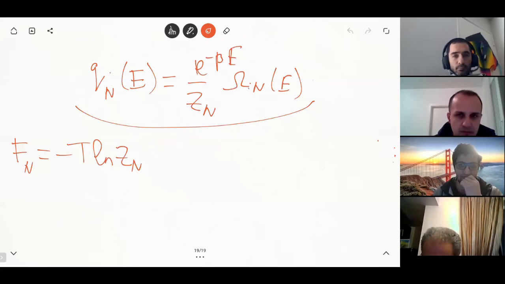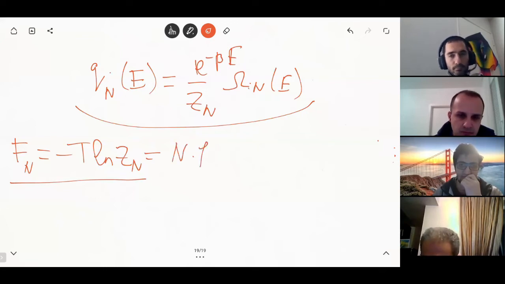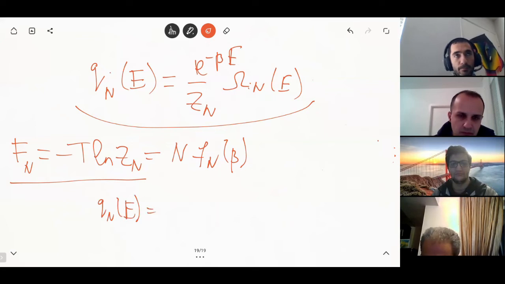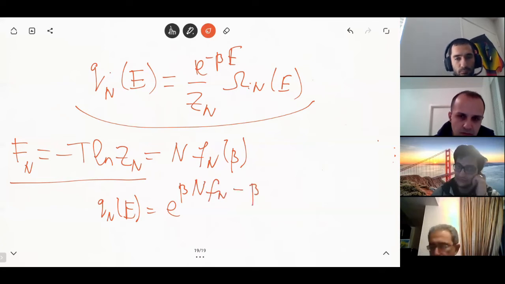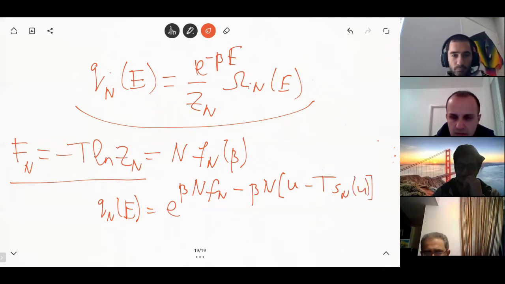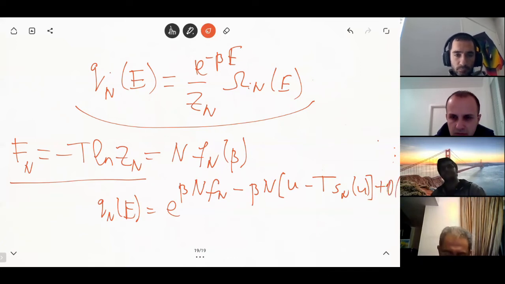Okay, so where were we? Right. If we remember this formula and introduce the density here, write n f_n(beta), where f_n(beta) is just f_n over n, we can rewrite the above formula as the following. What we have shown here is Q_n(E) is equal to exp(-beta n (f_n minus (u minus T s_n(u)))) plus O(1), something that we are going to neglect anyway.